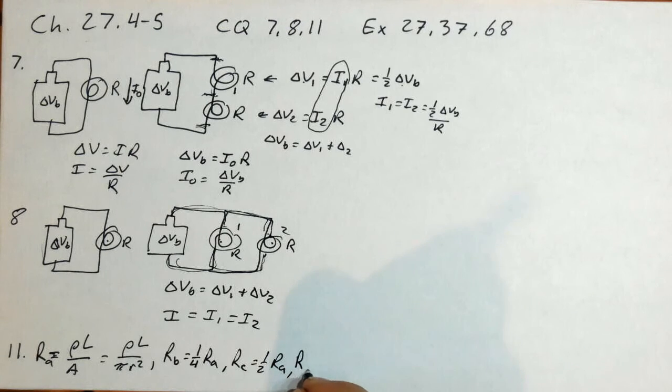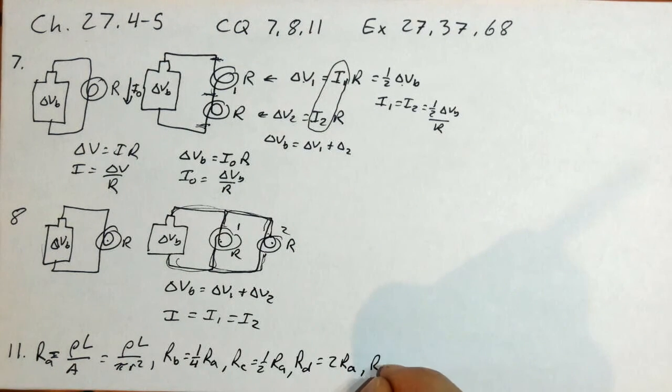Okay, go look at RD. So RD has double the length, but the same radius. So that's just going to give us a 2 up top. So that's twice the resistance of A. And lastly, our E. It's 4 times the length and twice the radius, which means squaring that 2 down here, we get a 4 down below, a 4 up top, and so it's got the same resistance as A.